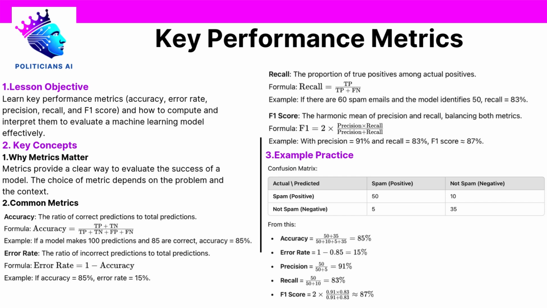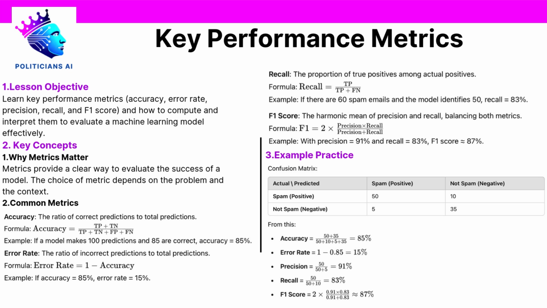There are 50 emails that were correctly classified as spam, 10 spam emails that were incorrectly classified as not spam, 5 non-spam emails that were wrongly classified as spam, and 35 emails that were correctly classified as not spam. From this information, we can calculate all the metrics we've discussed.